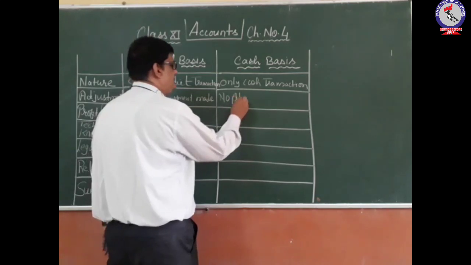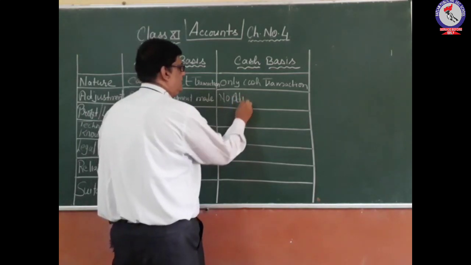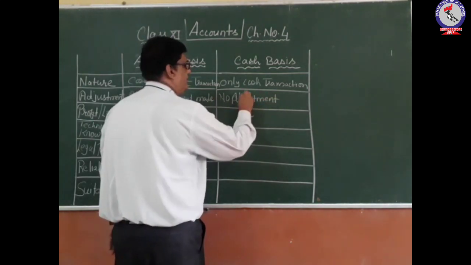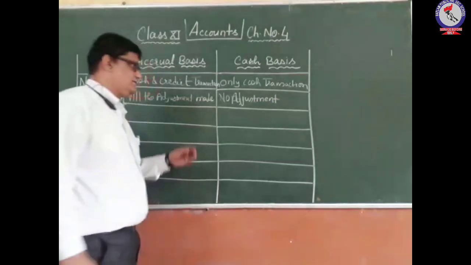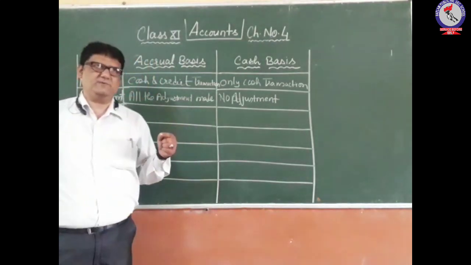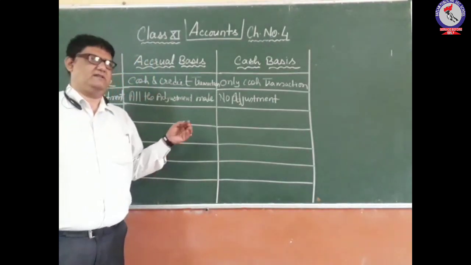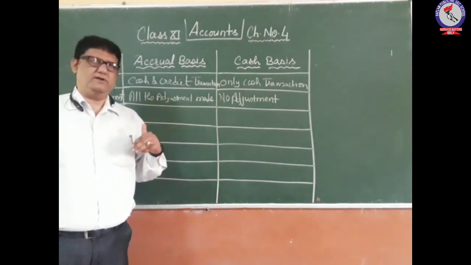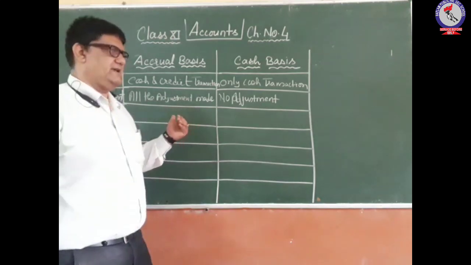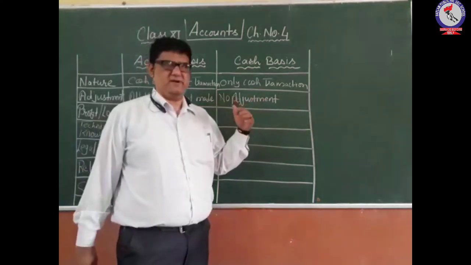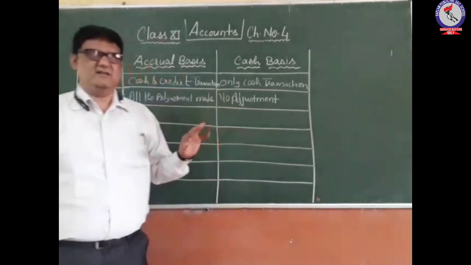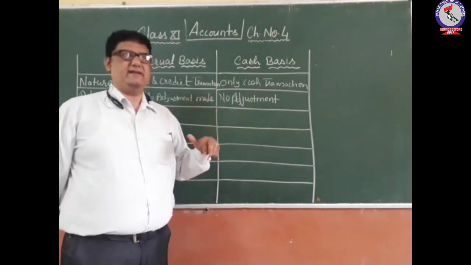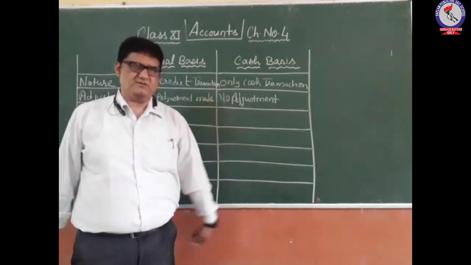No adjustment is made. It records only the cash transactions, so there is no place for outstanding expenses or accrued income. If we have received any money in the form of unearned income, or paid any money in the form of prepaid expenses, that is part of cash based accounting. So we are not showing any adjustment in this basis of accounting.